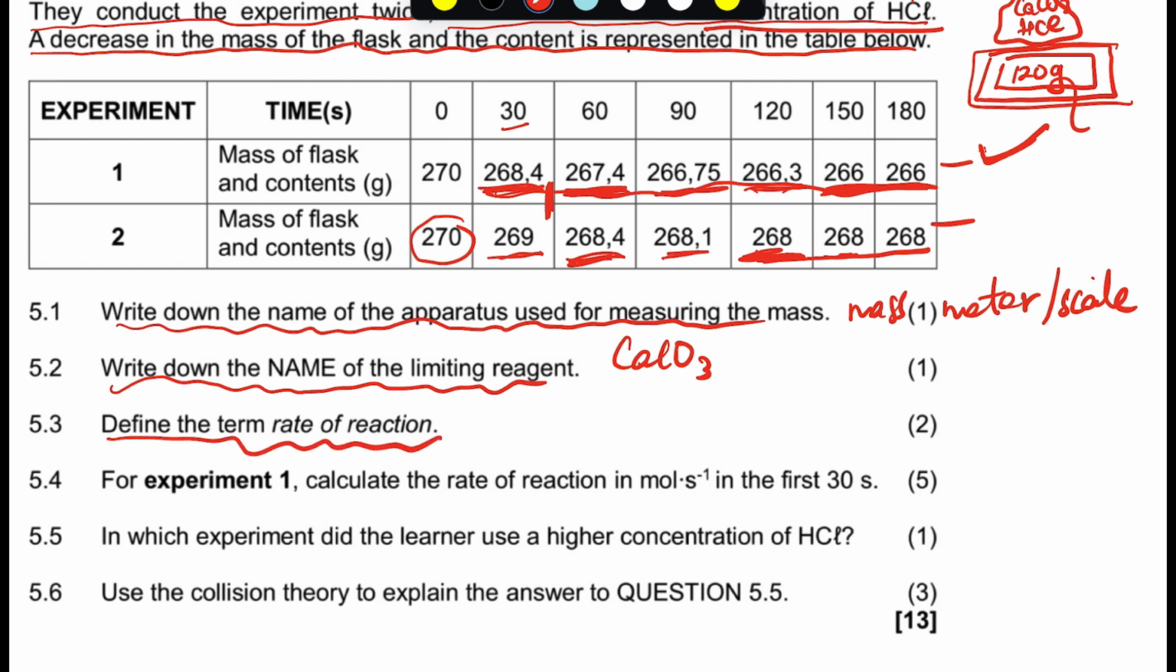It says define the term reaction rate. The term reaction rate, guys, here's the definition you need to know: it's the change in concentration of product or reactant per unit time.